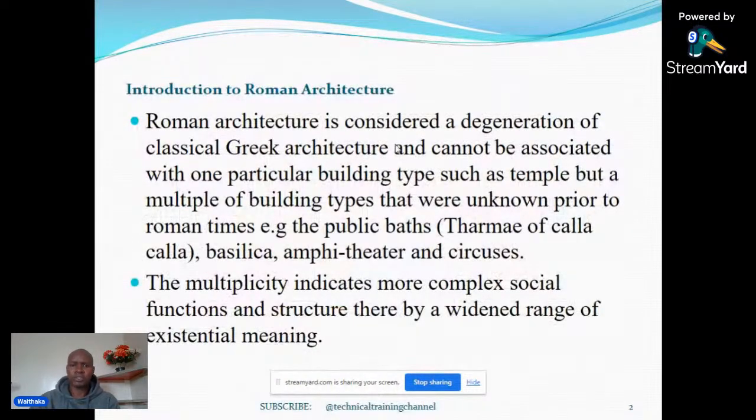On the introductory part under Roman architecture, we are saying that Roman architecture is considered a degeneration of classical Greek architecture and cannot be associated with one particular building type, such as a temple, but a multiple of building types that were unknown prior to Roman times, e.g. the public baths, the basilicas, the amphitheaters, the circuses. Therefore, we are simply saying that Roman architecture is an upgrade of whatever the Greek architecture offered us.